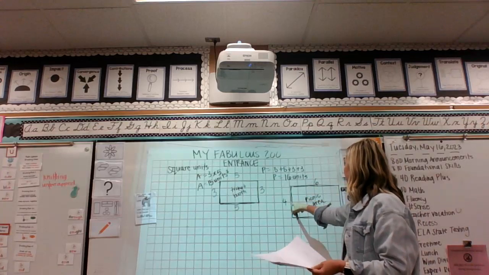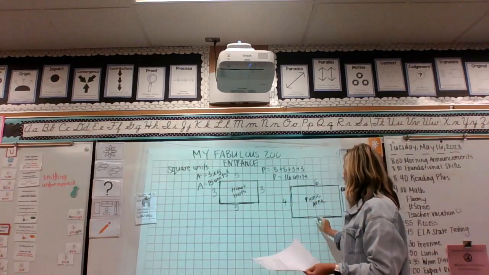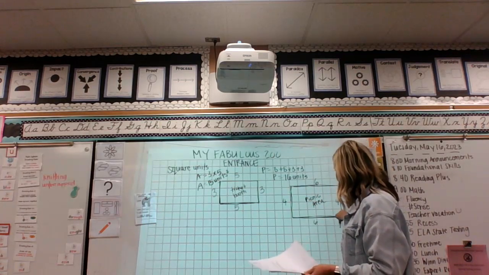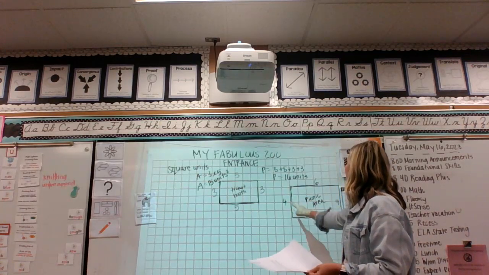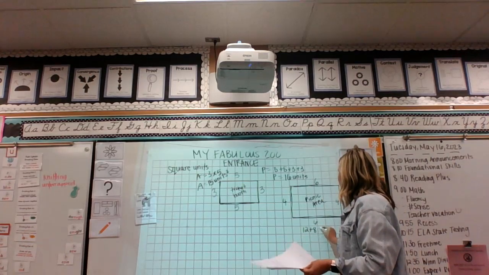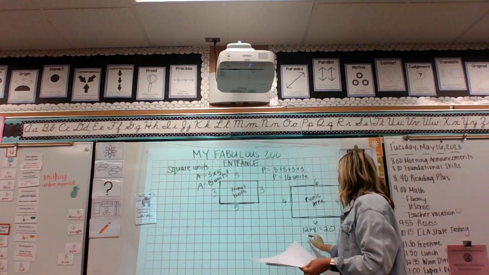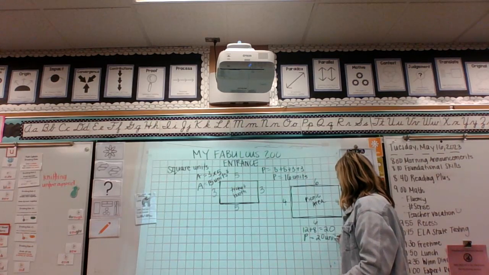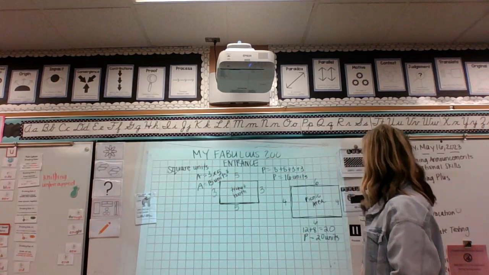I have 6 and 4. Again, if I want to do my perimeter, I need to know what each side is so I can add them. 6 and 6 and 4 and 4. 12 plus 8 equals 20. So my perimeter is 20 units. I added all the way around.